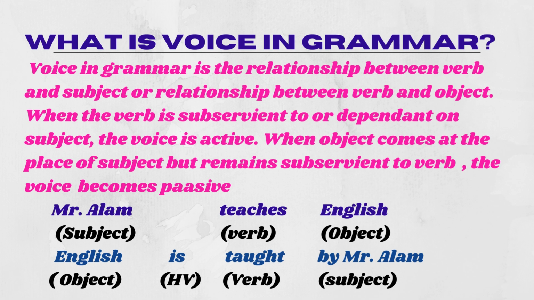For example, Mr. Alam teaches English. This is active voice because the subject comes first, then the regular verb, and then the object. English is taught by Mr. Alam. Here the object, English, takes the place of the subject, but it is not the subject, it is the object, and it is followed by a helping verb and then the past participle and then the subject.